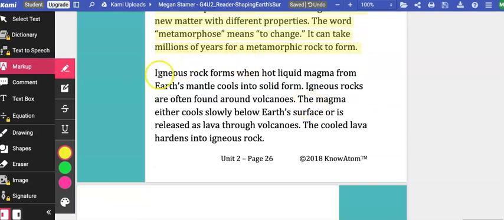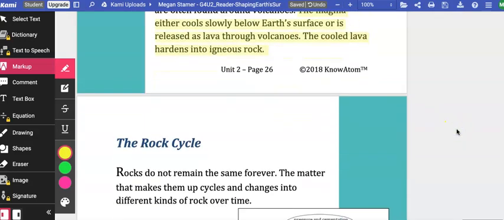Igneous rocks form when hot liquid magma from Earth's mantle cools into a solid form. Igneous rocks are often found around volcanoes. The magma either cools slowly below Earth's surface or is released as lava through volcanoes. The cooled lava hardens into igneous rock.